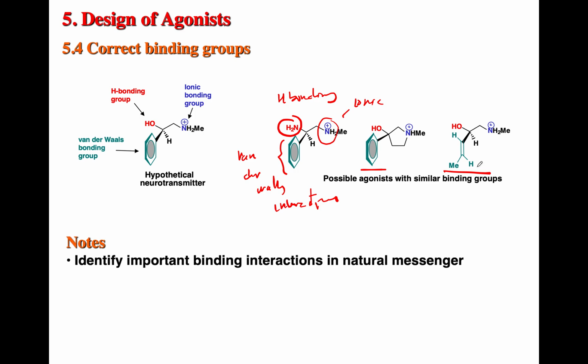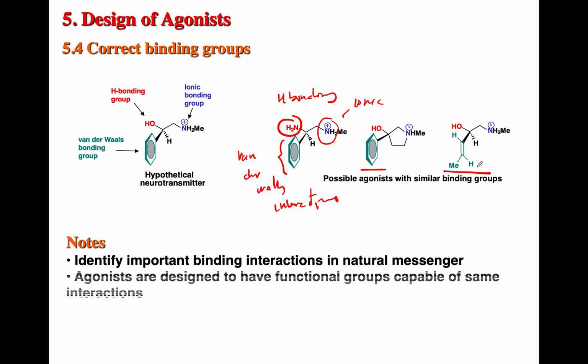So the identity of these binding interactions is important, and these agonists are designed to have functional groups that are capable of the same interactions, and usually they require the same number of interactions. Sometimes you have to identify the binding interactions that are actually essential for activity and have those binding interactions present with the agonist.